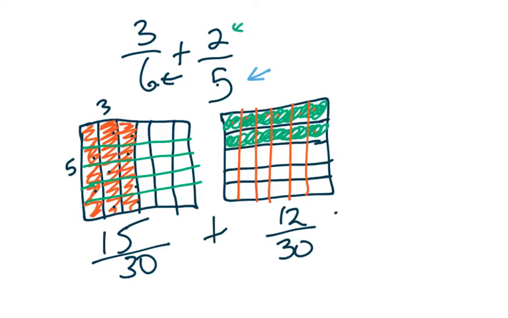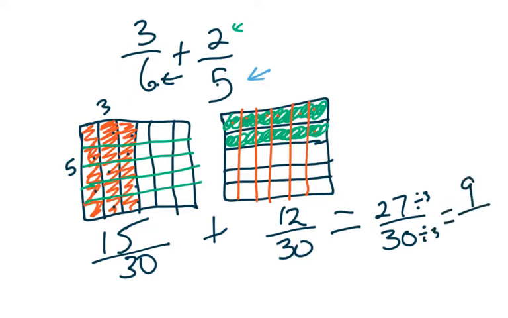So now we can answer our question. So 15 and 12 is 27, and we have 27/30ths. Let's see. I noticed that 27 can be divided by 3, and 30 can be divided by 3, and that's 9/10. So you have to make sure that you simplify your fractions.